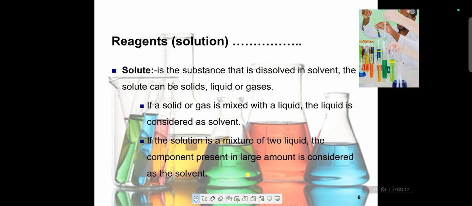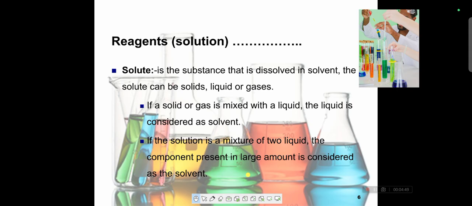Now talking about the solute. A solute is a substance that has to be dissolved in any solvent, right? It can be solid, liquid or gas. If a solid or gas is mixed, then the dissolving substance should be liquid. The solvent should be liquid, right? So the solute is that substance which we mix in the other dissolving component, such as the solvent, right?